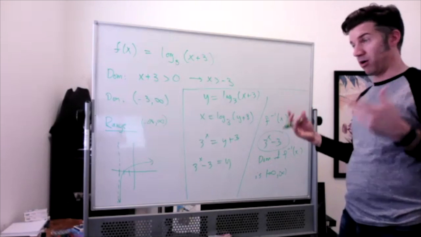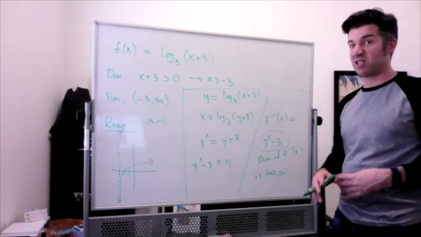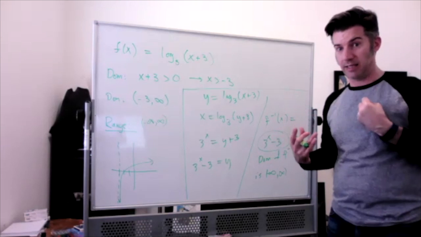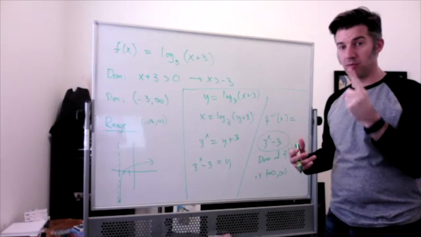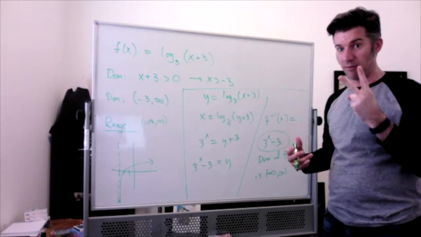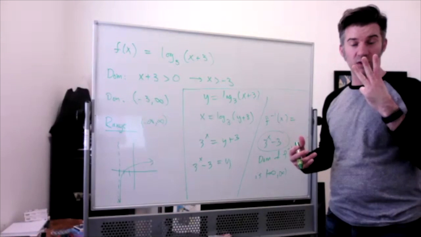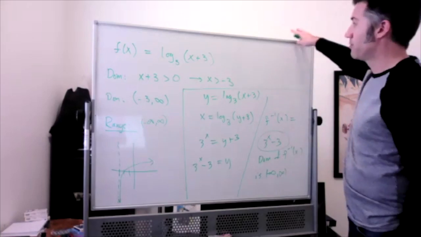So typically our base assumption is the domain is going to be all real numbers unless you have division by zero, square root of something that could be negative, or the logarithm of something that could be negative or zero. So that's how we know.